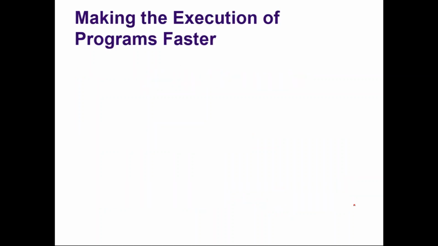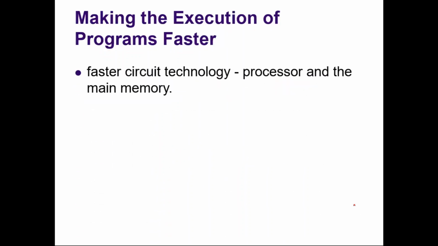Okay, fine. So now let us try to understand the basic concept of pipelining. Before that, there are basically two ways to increase the execution speed of a program. How can we make the programs execute faster? There are basically two ways to improve the speed of execution. The first method is by using faster circuit technology, especially in the processor and the main memory. That means the technology by which the processor was built should be updated.